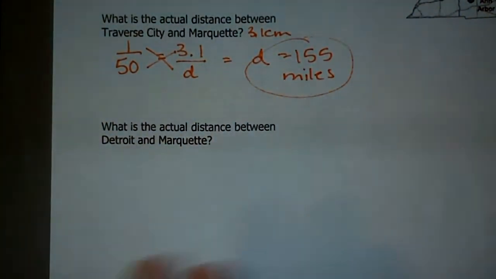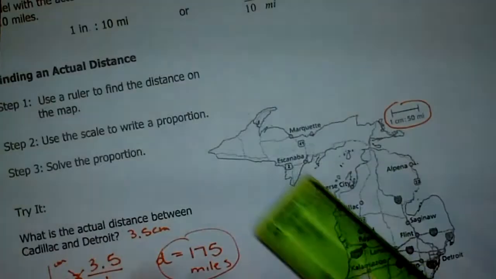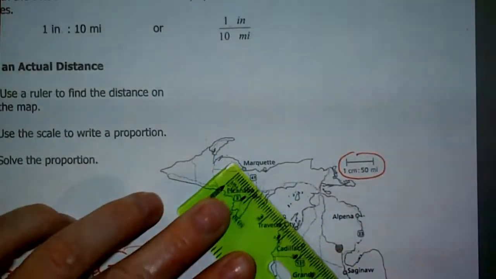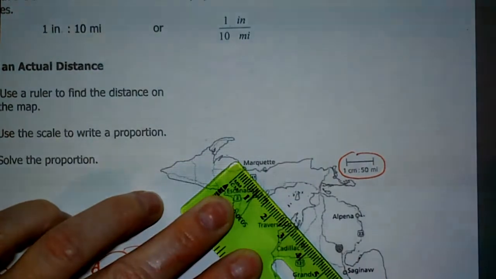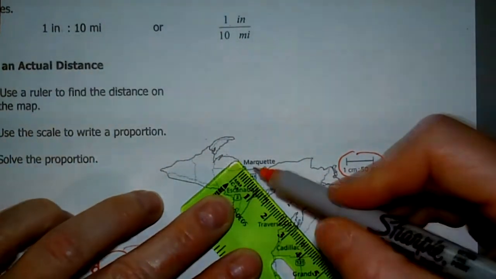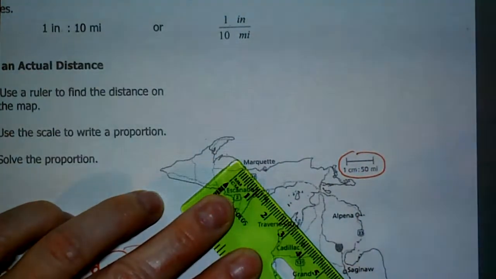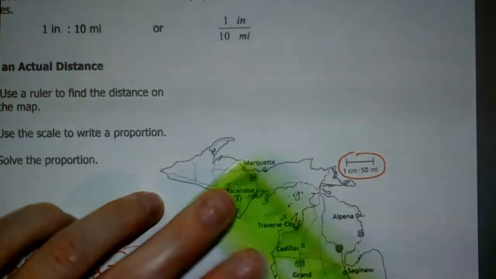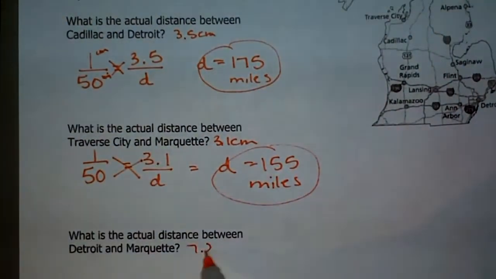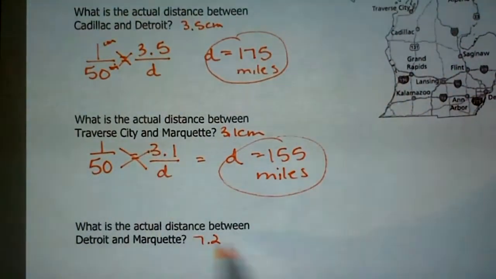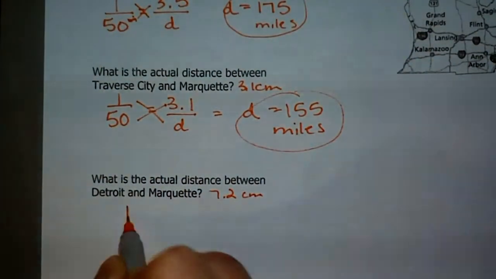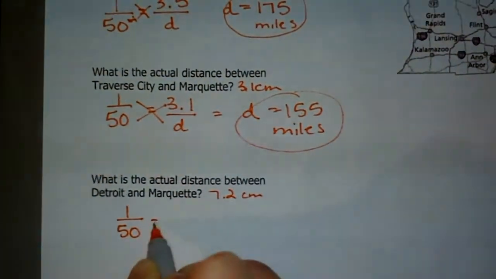So let's figure out how many centimeters it is from Detroit to Marquette. Line it up. There's Detroit, there's Marquette, and when I look at mine, it looks like 2 dash marks after the 7, so 7 and 2/10. So I know it's 7 and 2/10 of a centimeter. I'm now going to set up a proportion. I know that every 1 centimeter equals 50 miles.